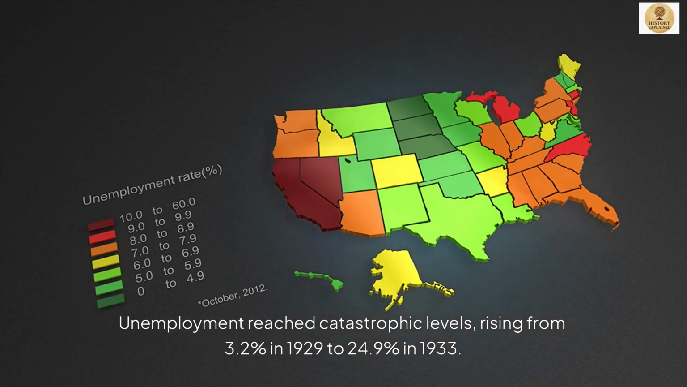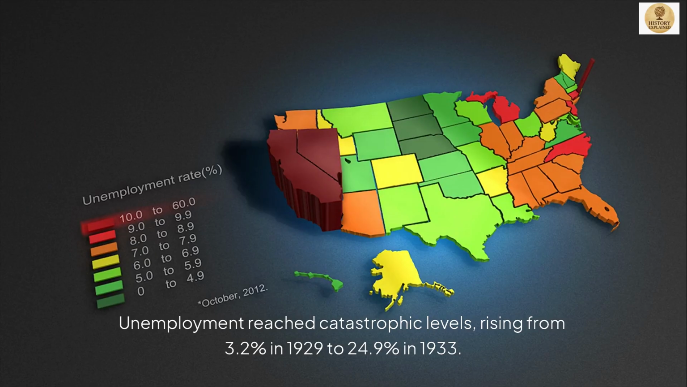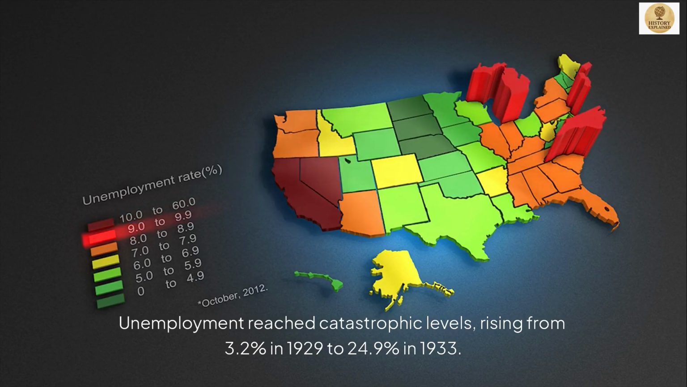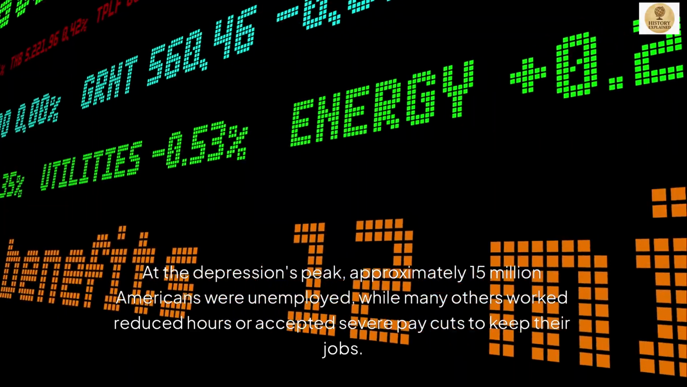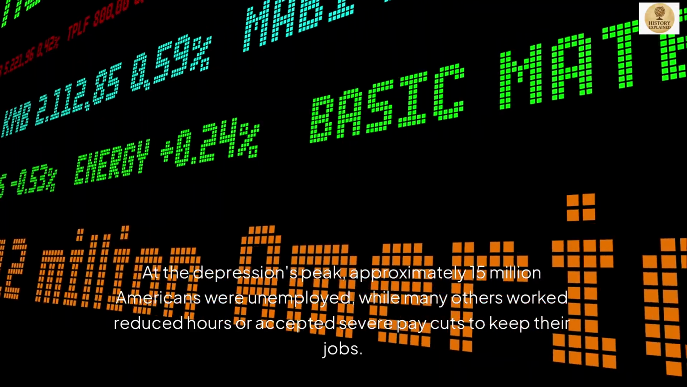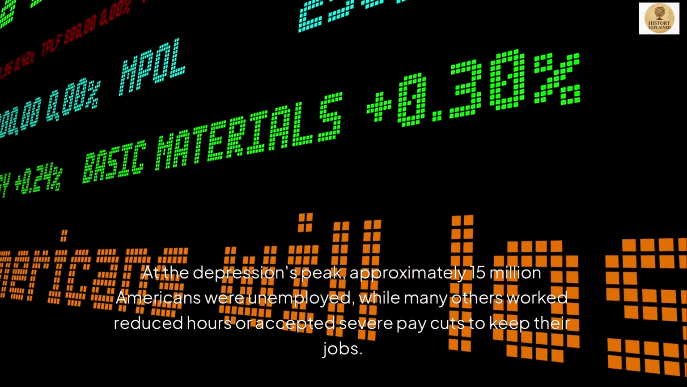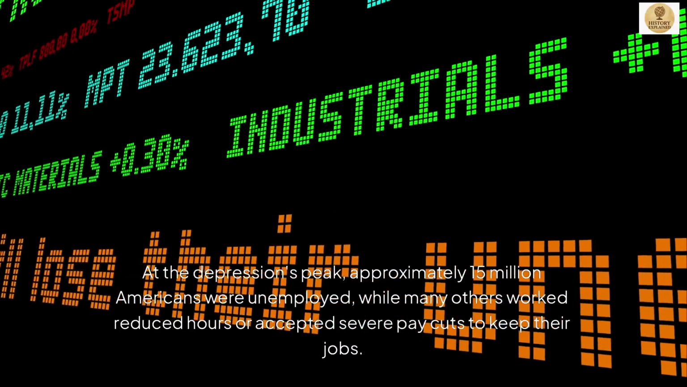Unemployment reached catastrophic levels, rising from 3.2% in 1929 to 24.9% in 1933. At the Depression's peak, approximately 15 million Americans were unemployed, while many others worked reduced hours or accepted severe pay cuts to keep their jobs.